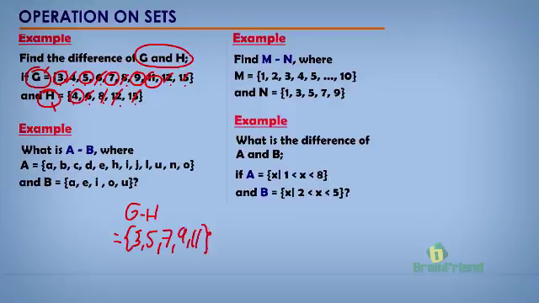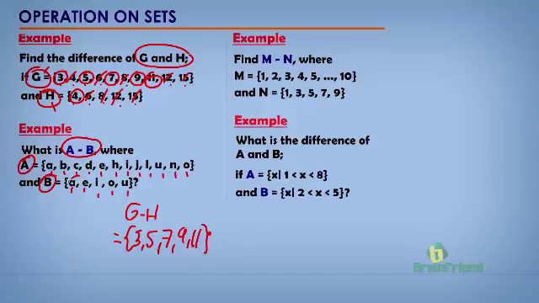Let's take a look at our other example here. What is A minus B? Where A is the set that has elements A, B, C, D, E, H, I, J, L, U, N, and O, while B is the set that has elements A, E, I, O, U.